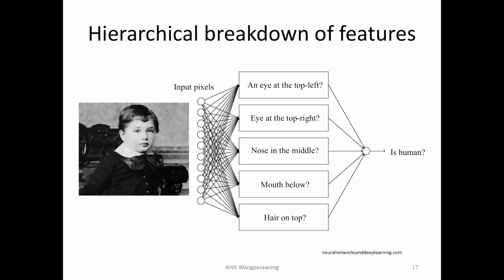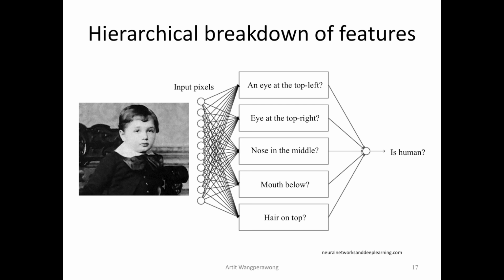And how does deep learning approach this problem? Well, we approach it by taking a hierarchical breakdown of the features in the photo. If you have the input pixels coming in, we need something to identify: is there an eye on the top left of the photo? Is there an eye on the top right? Is there a nose in the middle? Is there a mouth below? Is there hair on top? And you combine this information together, and then you judge from that. Again, you quantify the probabilities, and you say, what's the probability it's a human? It's a very high probability, very low probability, etc.